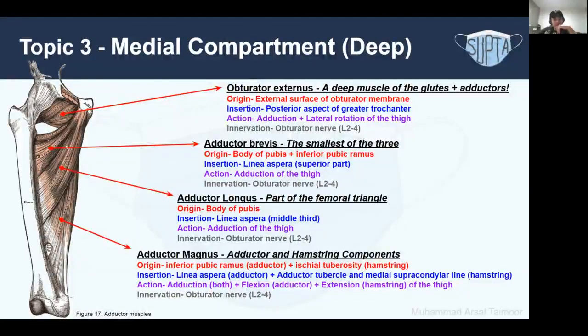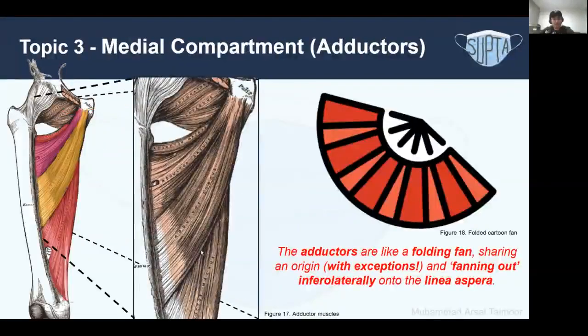So if you remember the femoral triangle, the adductor longus forms part of the femoral triangle. It originates from the pubic body. It inserts onto the linea aspera. So if you remember the linea aspera, that's posterior, by the way, inserting. And then adduction of the thigh, because the way that it fans out, it's sort of like a fan, right? So I'll sort of show you what I mean by that.